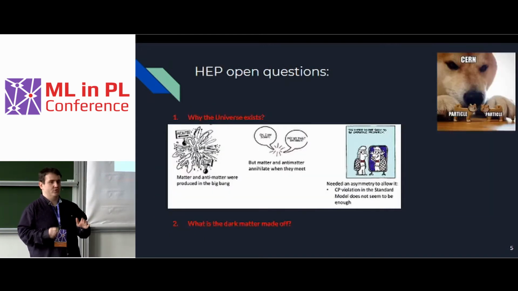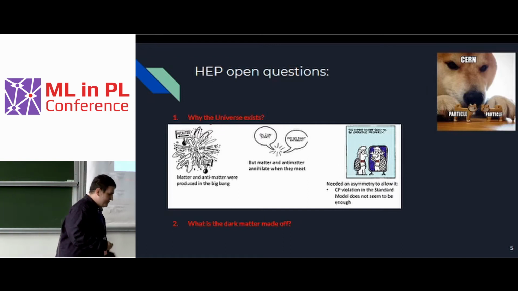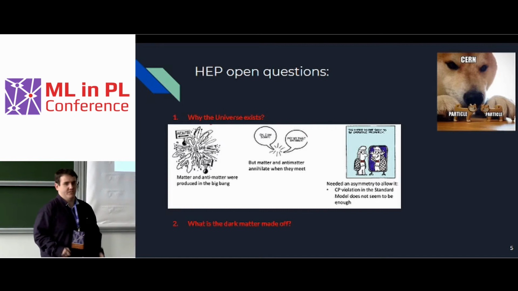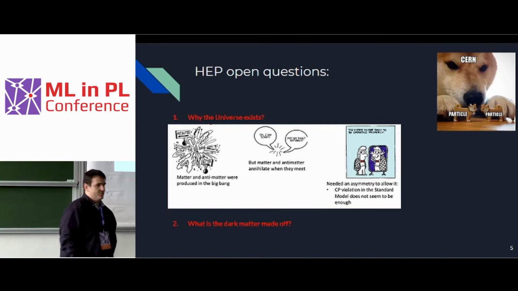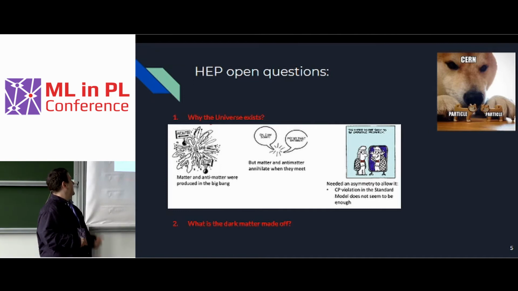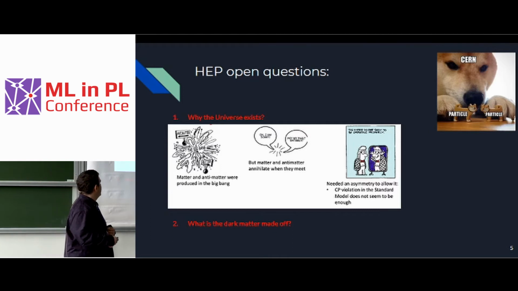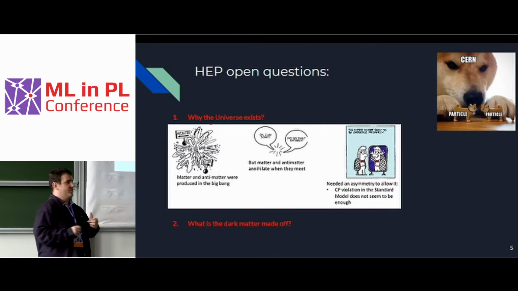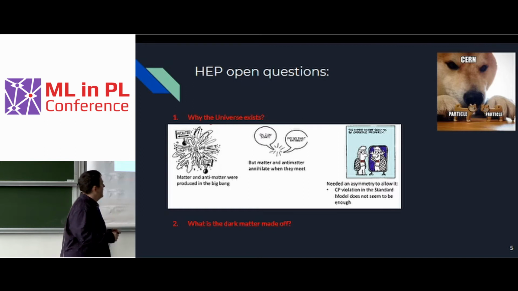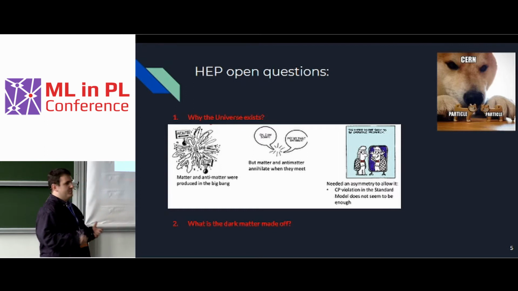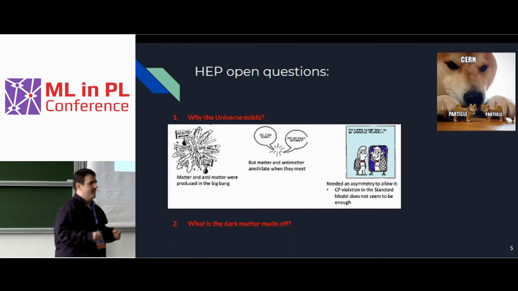I would like to focus on two particular questions. The first question is a very important one: why does our universe exist? Maybe you have heard that our universe was born in the Big Bang. In the Big Bang, the amount of matter and antimatter was equal. And as you may have heard, if matter and antimatter meet each other, they annihilate, and the outcome of this process is only photons.